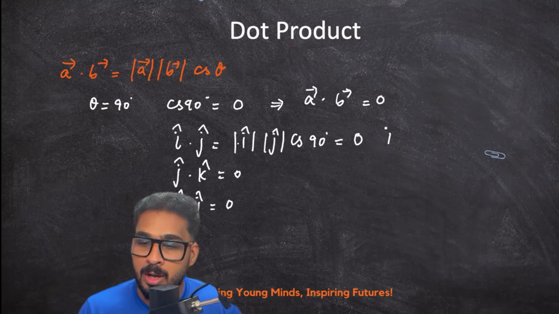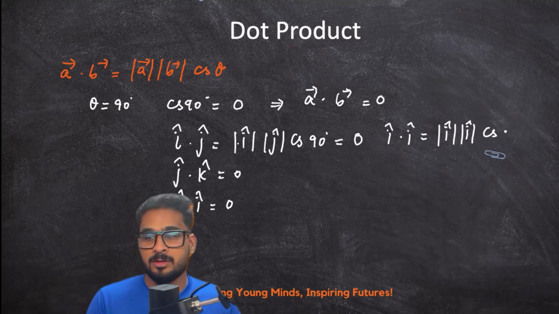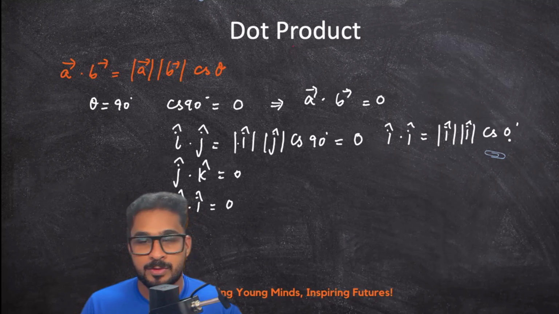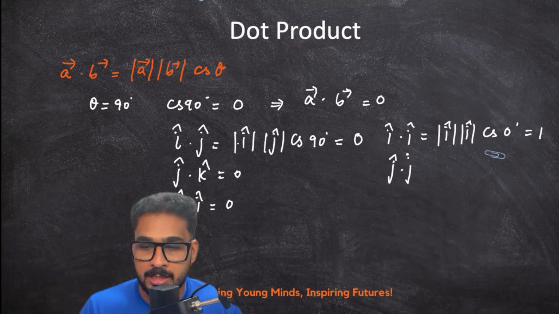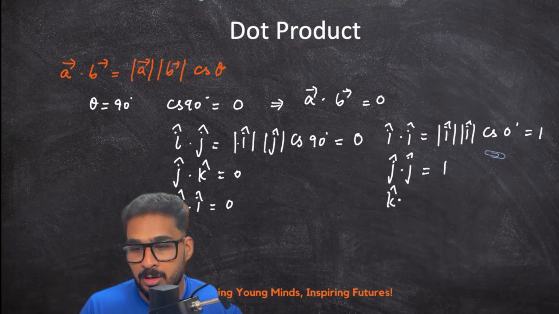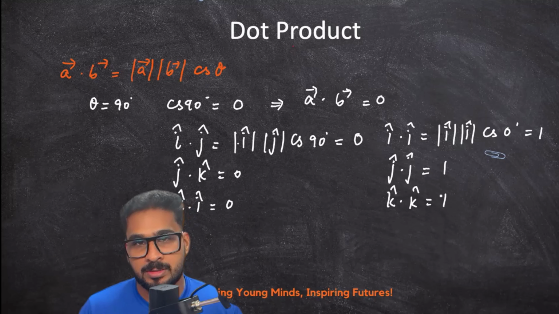What happens to i cap dot i cap? That becomes mod i cap into mod i cap into cos of the angle between i and i, which is 0. So cos 0 is equal to 1, so 1 into 1 into 1 is 1. Similarly, j dot j is also equal to 1. k dot k is also equal to 1. So this is the meaning of the dot product.